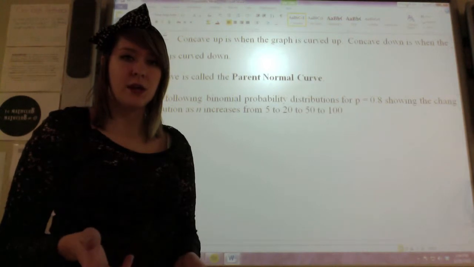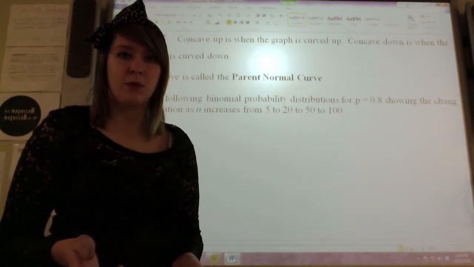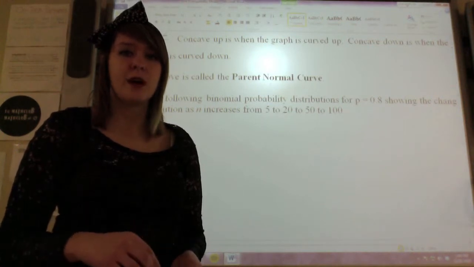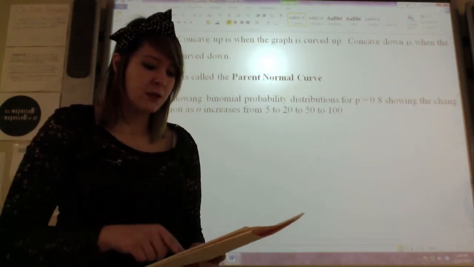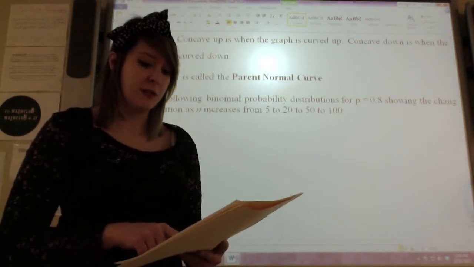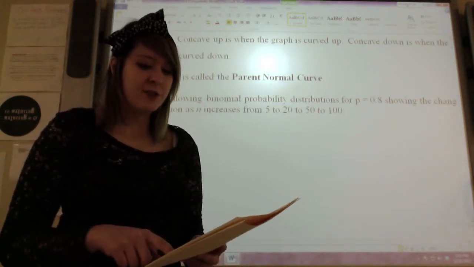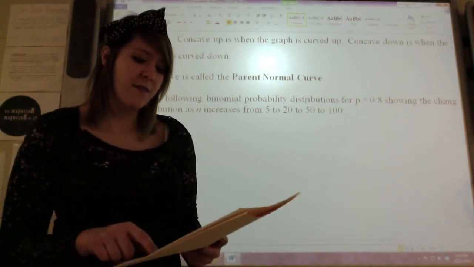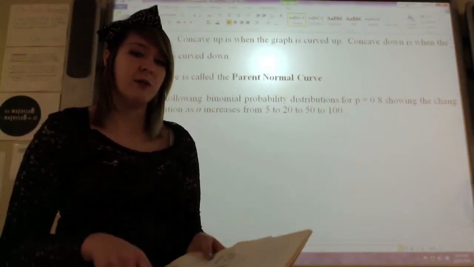So that would be your mean. Remember that the mean of a binomial probability distribution is n times p, so the number of trials times the probability. So if I had 20 trials, it would be 20 times 0.8, which would be 16. If I have 50 trials, it would be 50 times 0.8, which is 40. And if I have 100 trials, it would be 100 times 0.8, which is 80.